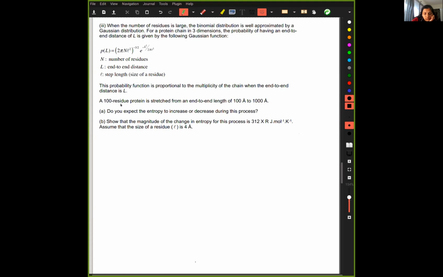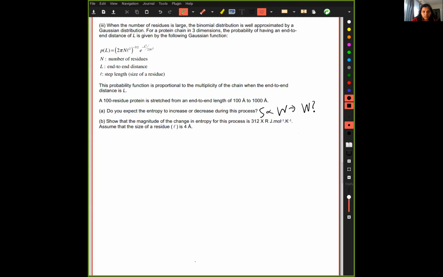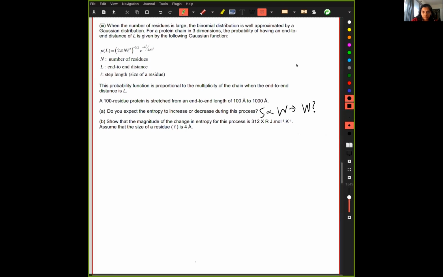And you're given that a 100 residue protein is stretched from 100 angstroms to 1,000 angstroms. So the first part of this question asks if you expect the entropy to increase or decrease. And again, since we know that the entropy is proportional to the multiplicity, we have to ask, how does W change when we do this? So you'll note that when there's a smaller displacement, you'll have more configurations possible. And as you stretch the protein out, it restricts the number of different configurations that the protein can adopt as it gets closer to the full length of the protein chain. So based on that, you should be able to answer the first part.